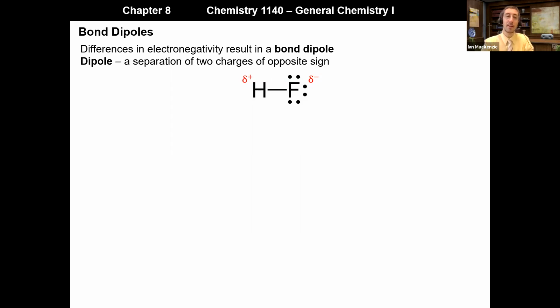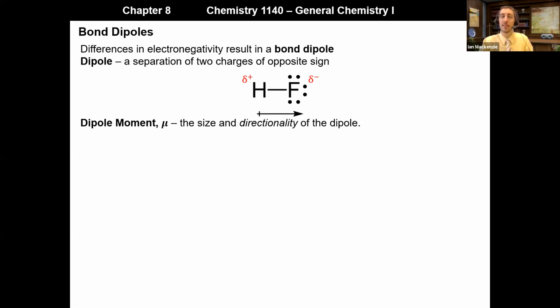We represent a bond dipole using an arrow that is pointing towards the negative end of the bond dipole, and the other end of the dipole arrow has a plus sign, just illustrating that that end is the positive end of the dipole. A dipole itself is simply a separation of two charges of opposite signs, but does come from this term of two opposite poles. Now, there is also a dipole moment, which is given the Greek letter mu here, and this is simply the size and the directionality of the dipole.